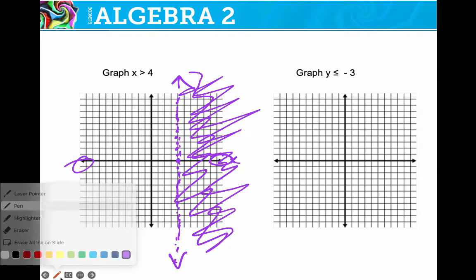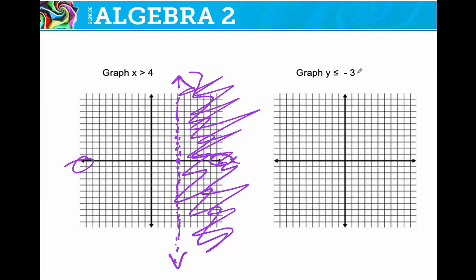Let's try a horizontal line now. Where is y negative 3? 0, negative 3; 1, negative 3; 2, negative 3; 3, negative 3; 4, negative 3, and so on. And I'm solid because I'm greater than or equal to. And where are the y's smaller than negative 3: negative 4, negative 5, negative 6?